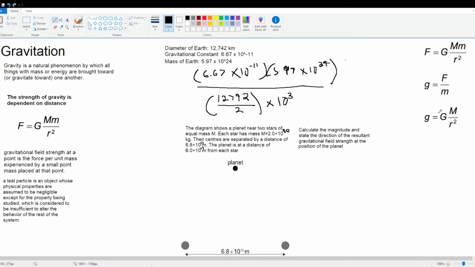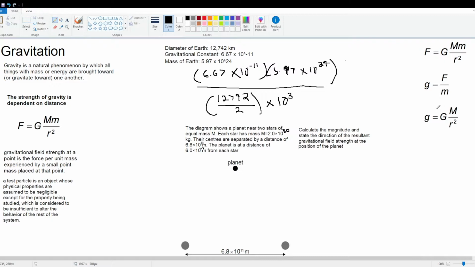So when we are trying to find gravitational field strength at a point, we're going to use the uppercase M as the mass for the object creating the gravitational field, and then the lowercase m is going to be the test mass. So with this equation here, if we were given the mass of the test mass, and we knew what the force was acting on it, then we would use this equation to find the gravitational field strength.